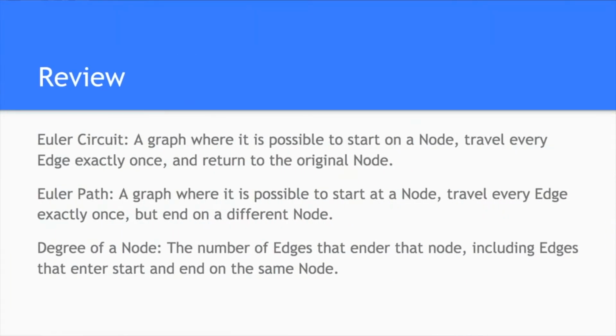Let's review quickly. An Euler circuit is a graph where it is possible to start on a node, travel every edge exactly once, and return to the original node. An Euler path is a graph where it is possible to start at a node, travel every edge exactly once, but end on a different node. The degree of a node is the number of edges that enter that node, including edges that both start and end on the same node, which means that they would have an extra 2 degrees for that.